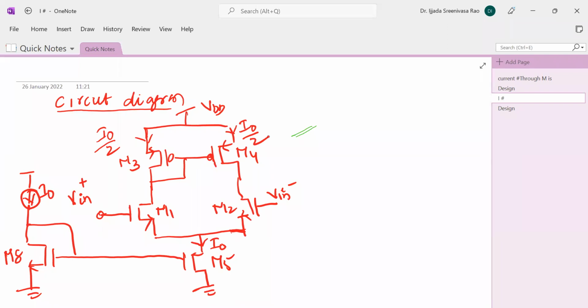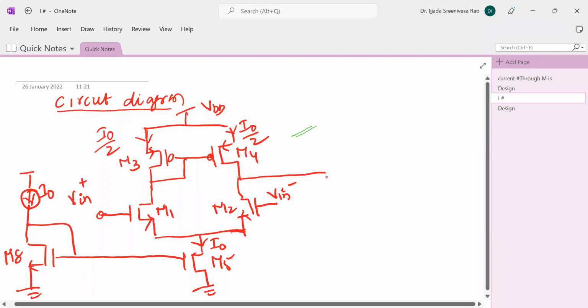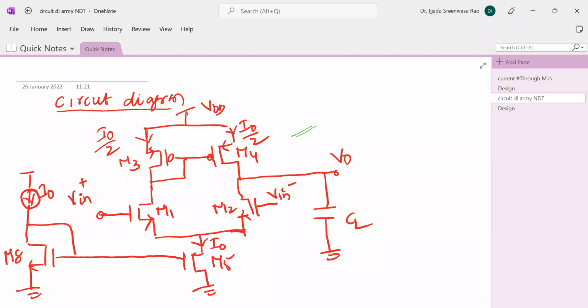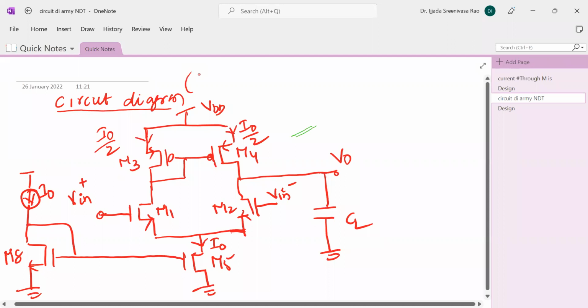This is the output you are going to collect here. You can take the output from a load capacitor, CL. This is the V0. This is the differential amplifier. Any doubt? We will call this differential amplifier the single stage operational amplifier, or one stage op amp, you can say. Got it?